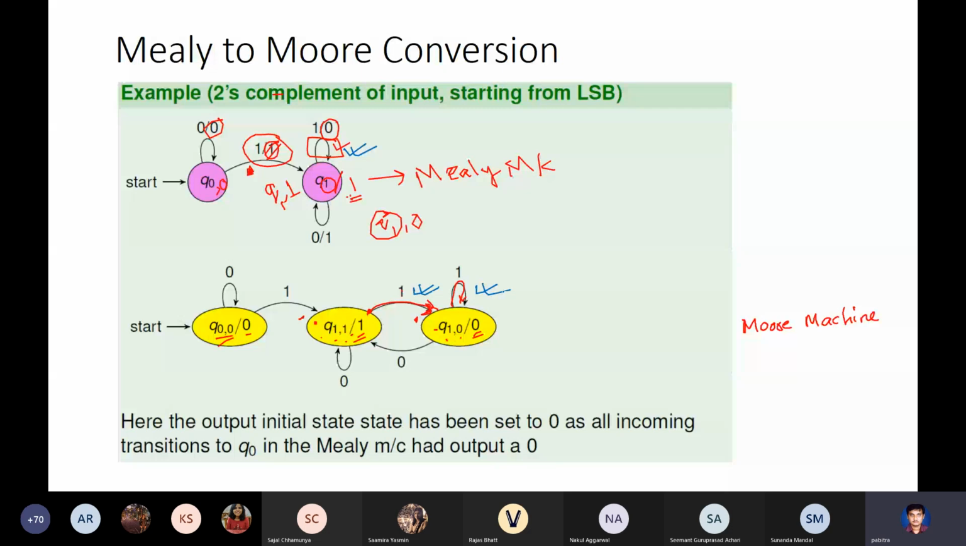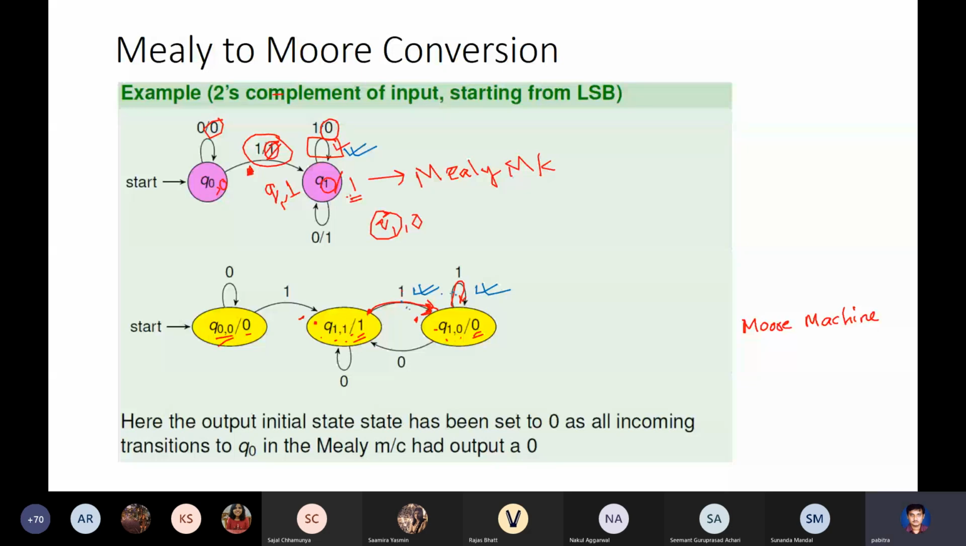Similarly, let us look at this edge. It's again a self loop. On receiving 0, it produces an output 1. So this again splits up into two. By the way, here you see it is an input 1. So both of these are an input 1.